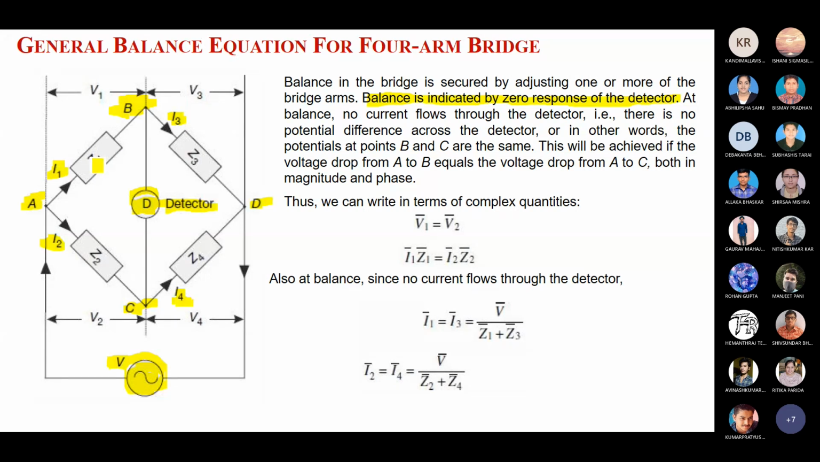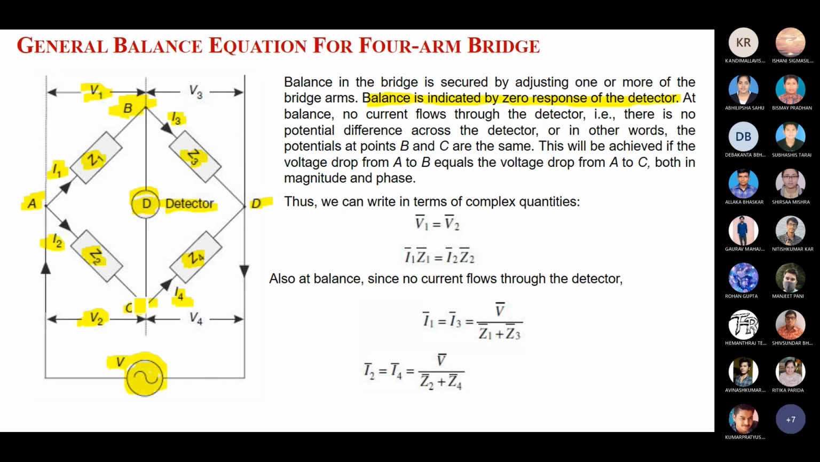What is the impedance of AB? The AB arm impedance is Z1. The impedance of the AC arm is Z2, the impedance of the BD arm is Z3, and the impedance of the CD arm is Z4. So four impedances are there. If B and C are equipotential points, then definitely V1 will equal V2. Am I right? I think all of you are able to get it. So why V1 equal to V2?